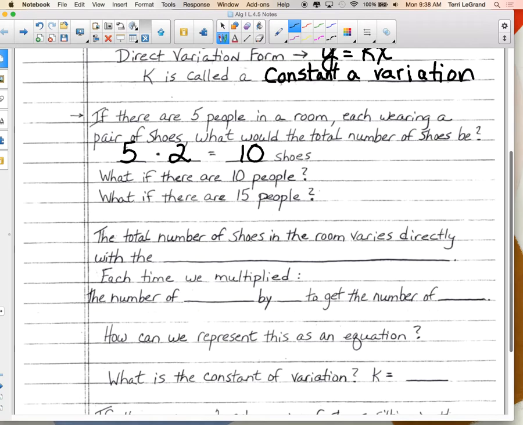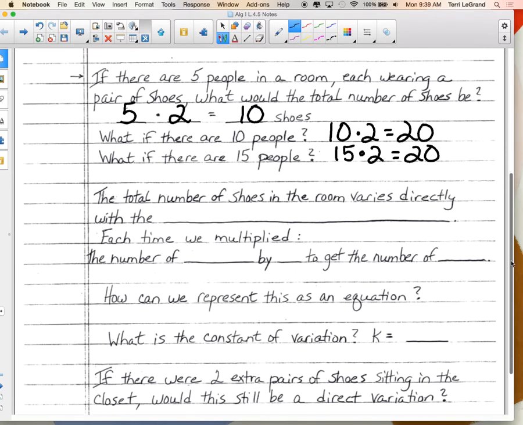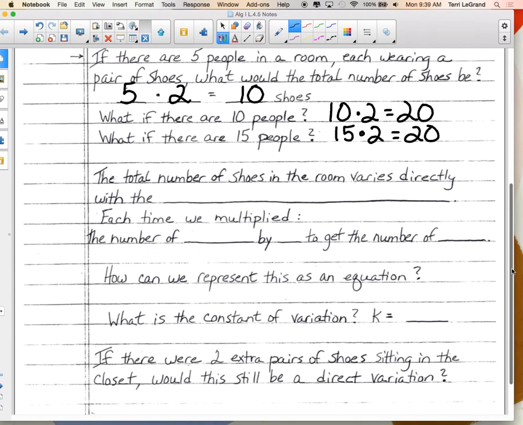Well, if there's 10 people, how many shoes would there be? 20, because we would take 10 times 2, and we would say there's 20 shoes. How about if there's 15 people? 30. So every time we are just taking the number of people times 2 to get our number of shoes. So we would say the total number of shoes in the room varies directly with the what? The number of shoes is the direct result of what?